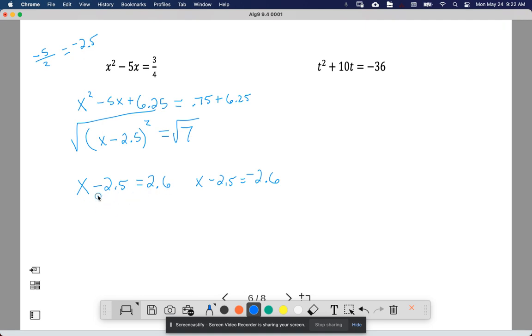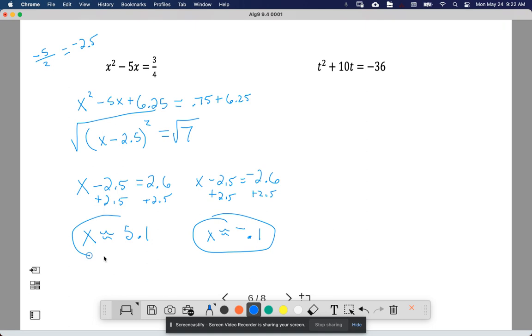So here we're adding, again, 2.5 to both sides. Same over here, adding 2.5 to both sides. So x is approximately, because I did round that answer, 5.1. And then over here, when we add our 2.5 to both sides, we get x is approximately, let's see, that's going to be a negative 0.1 for our two answers.